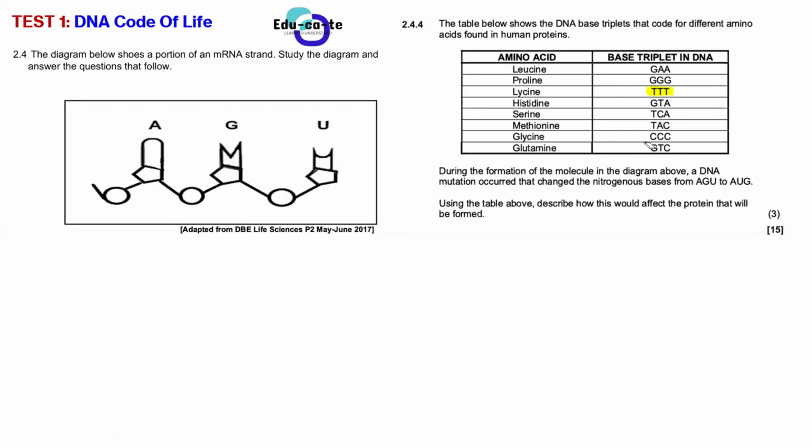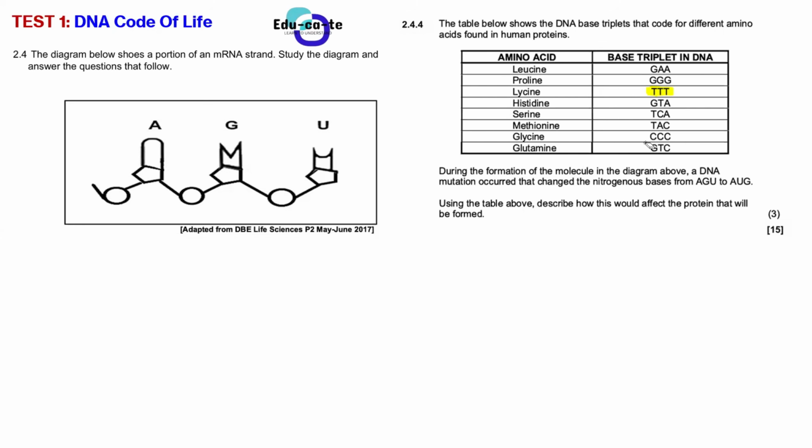The table below shows the DNA base triplets that code for different amino acids in human proteins. During the formation of the molecule in the diagram above, a DNA mutation occurred that changed the nitrogenous bases from AGU to AUG. Using the table above, describe how this would affect the protein that will be formed. Take your time, guys. Since it's 3 marks, I'm giving you 3 minutes to think about it. Now it's 22:35, so by 22:38 you must be done thinking about it. Are you done?